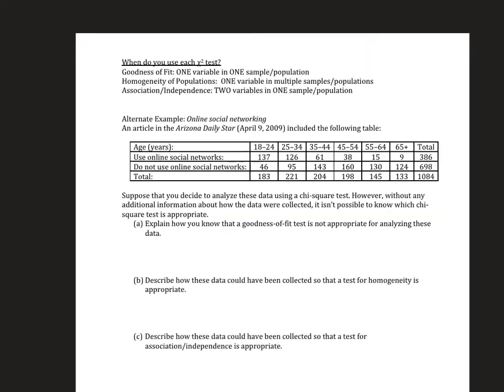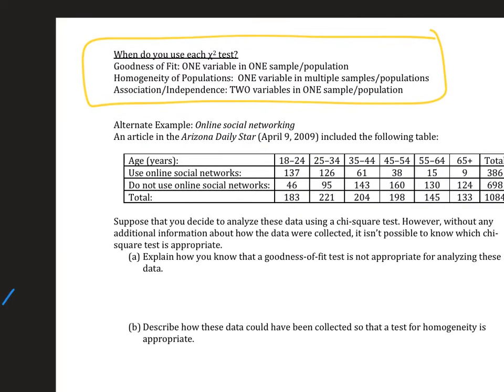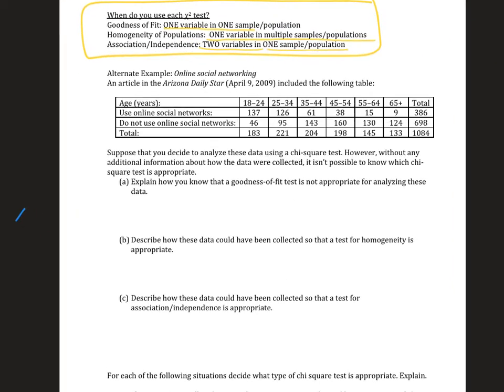Okay, so now we know how to do all three of them. Here is a good reminder of what they all look like. So goodness of fit, one variable, one sample or population. Homogeneity of populations, one variable, multiple samples. And then two variables, one sample. So here we go.